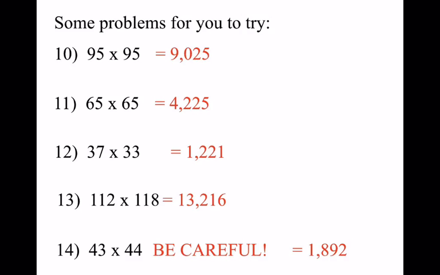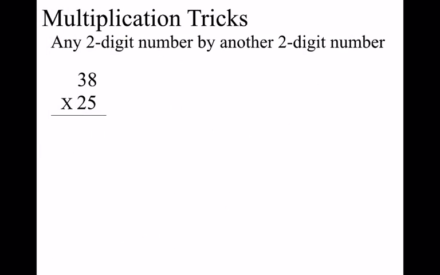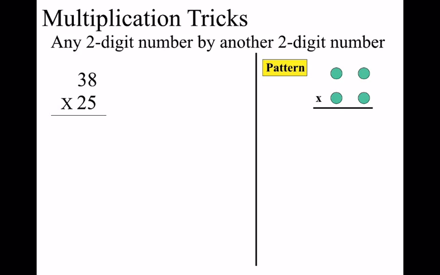So the last thing for today is, what if we do have a problem like 43 times 44? Doesn't follow any of the other tricks. Well, there's a pattern for all two-digit numbers by two-digit numbers when we're multiplying. It's really a three-step pattern, and so make sure that you have this pattern copied down, and the dots just represent digits. So the first step is to multiply those two digits together. So in the problem that I have here, 38 times 25, we're going to multiply 8 times 5. Well, of course, 8 times 5 is 40.